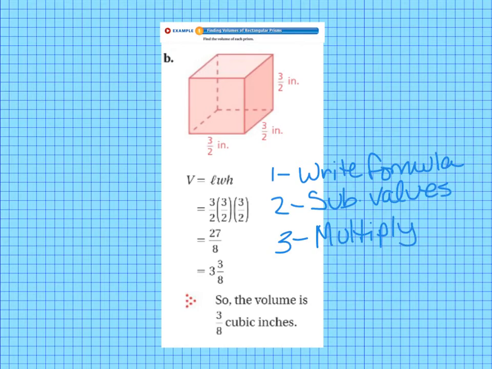3 times 3 times 3 is 27, and 2 times 2 times 2 is 8. And then when we simplify that, it looks like 3 and 3/8. So the volume is 3 and 3/8 cubic inches. It looks like that 3 got cut off. So it's 3 and 3/8 cubic inches. Be sure you have that other 3 on there if you are screenshotting this into your notebook.